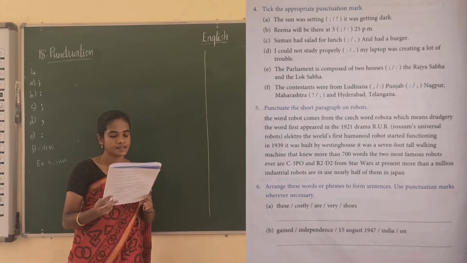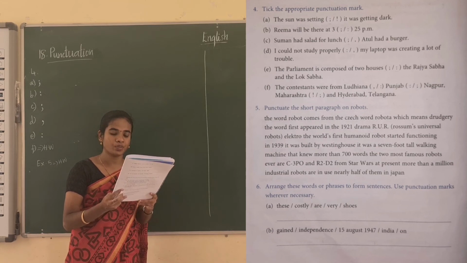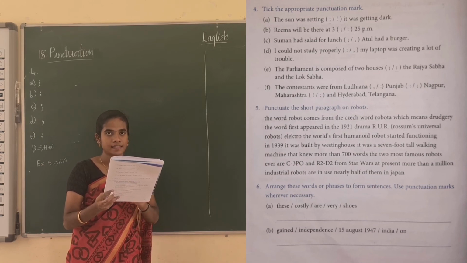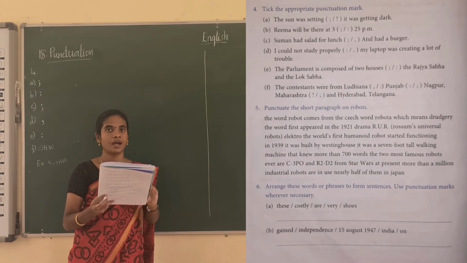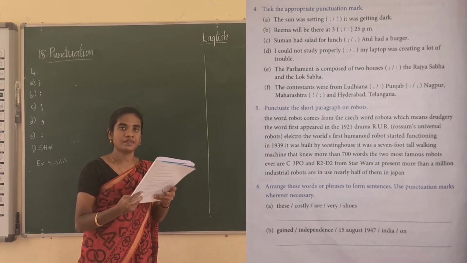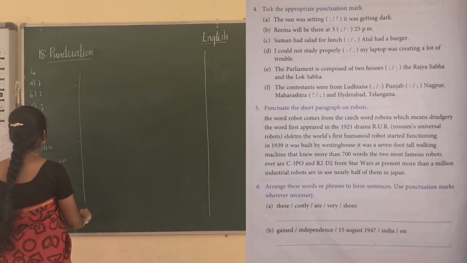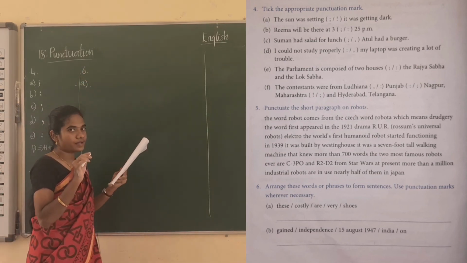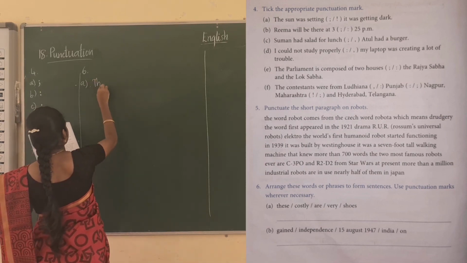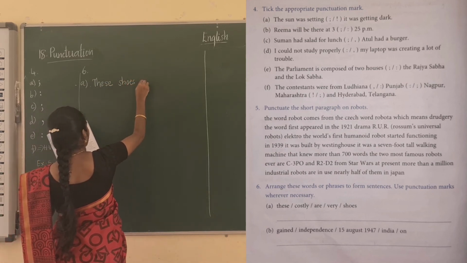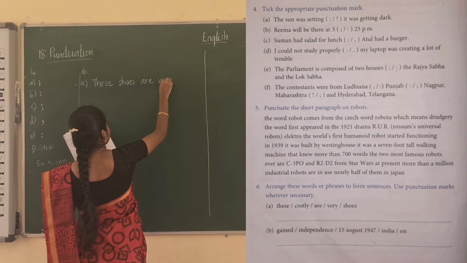See the sixth exercise. Arrange these words or phrases to form sentences. Use punctuation marks wherever necessary. So here you have to arrange these words to make a sentence, and also use the punctuation marks wherever necessary. See the first one. These costlies are very shoes. Now we can just rearrange. Sixth exercise A1. So these shoes are very costly. You have to use a capital letter wherever necessary.